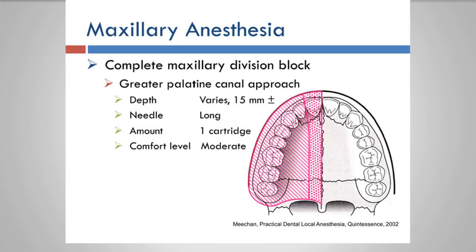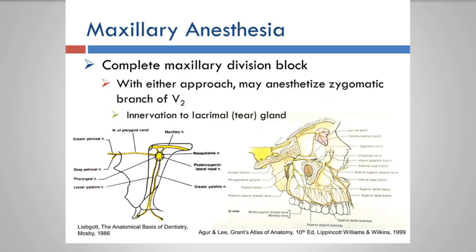Yes, there is. With either approach, doesn't matter, there is a small percentage of times when we drop the anesthetic and get it into this pterygopalatine fossa and it flows up over the maxillary division of the trigeminal. Every once in a while it will flow back posteriorly, and when it does that, it may get this little branch right here called the zygomatic branch. This is largely cutaneous, but it does have a little communicating branch that takes the secretomotor innervation up to the lacrimal gland of the eye.